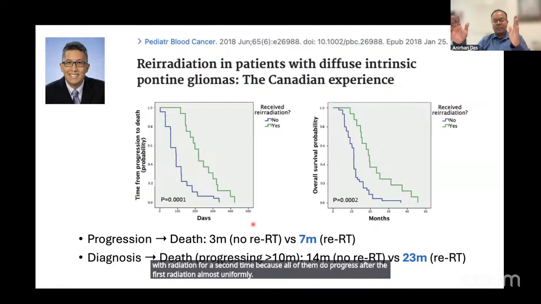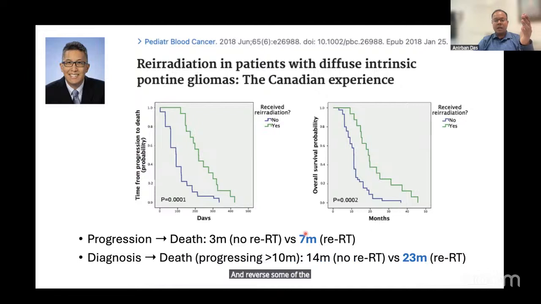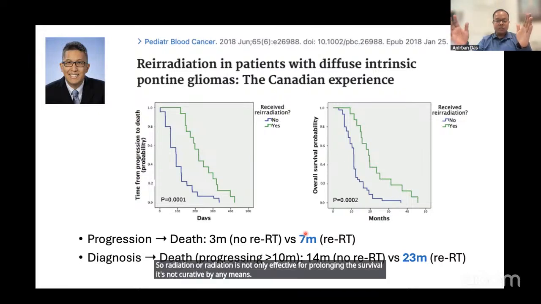And the data suggests that if you treat them with radiation a second time, you can prolong their survival by up to 4 or 5 months and reverse some of the debilitating symptoms that come up at the time of progression. So radiation or re-radiation is not curative by any means, but it is effective for prolonging survival and also leads to good quality of life that we have seen in our patients.